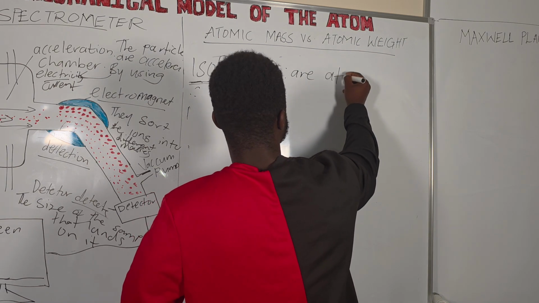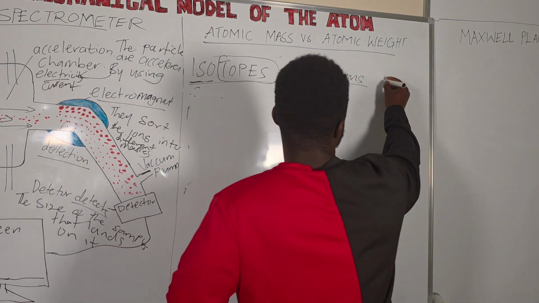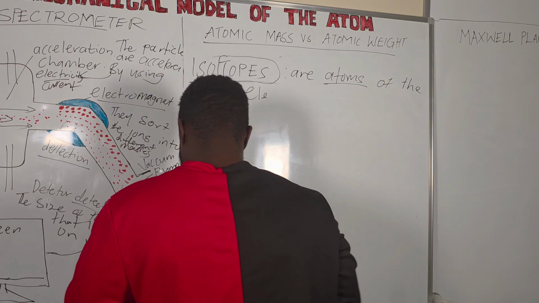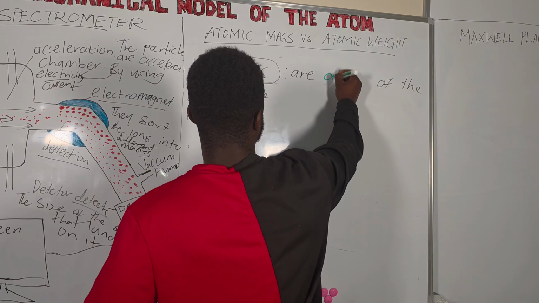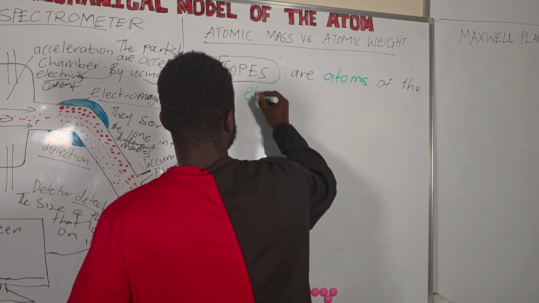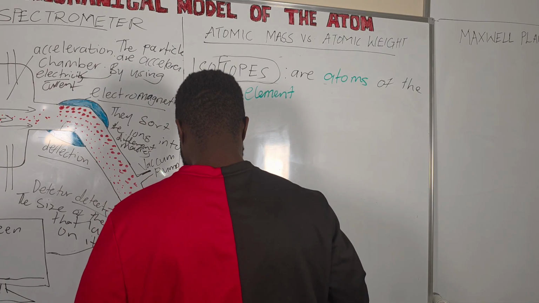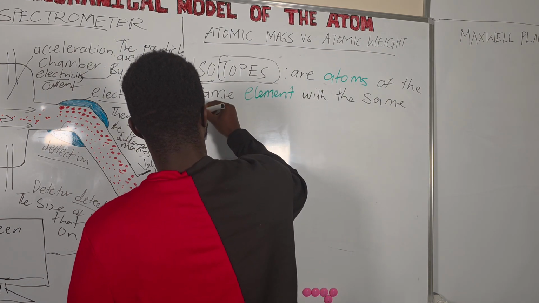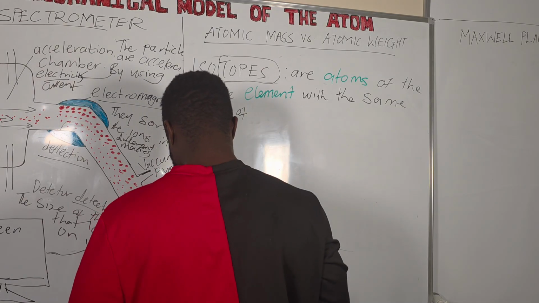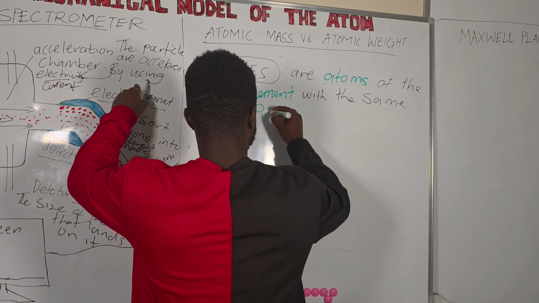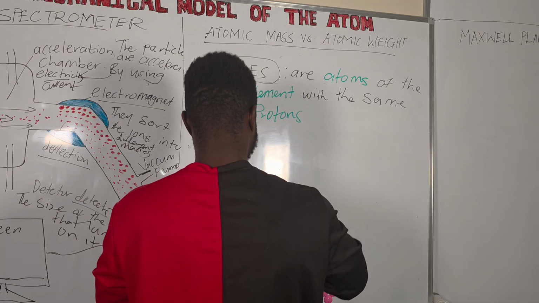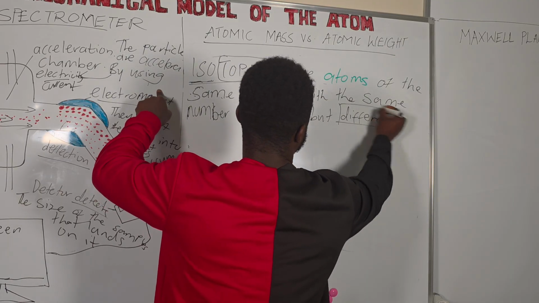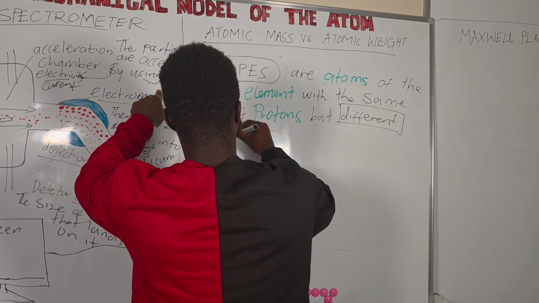So isotopes are atoms of the same element. Let me use colors to give you some type of visual representation. Atoms of the same element with the same number of protons, but different. That is the key word here. Different number of neutrons.